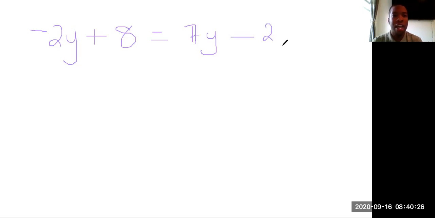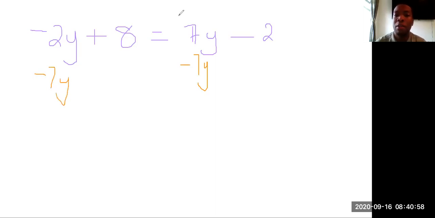All right, again, the first thing I want to do is get my like terms together. Right now, they're on separate sides of the equal sign. We need them to be on the same side of the equal sign. So I'm going to move this 7y over to this side. In order to do that, I need to do the additive inverse. Since this is 7y and it's a positive, I'm going to do a minus 7y. Whatever I do on one side, sure enough, got to do it on the other side.